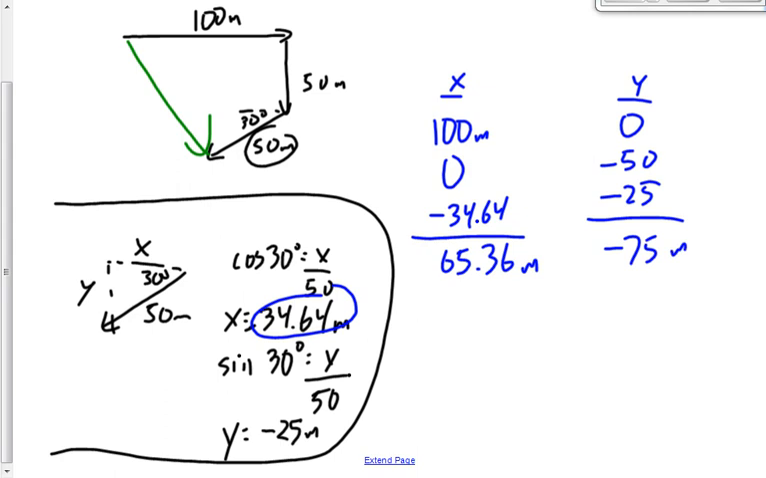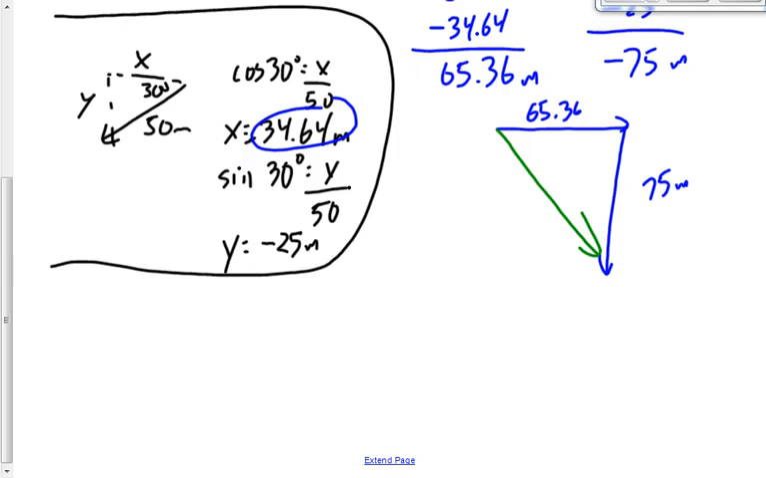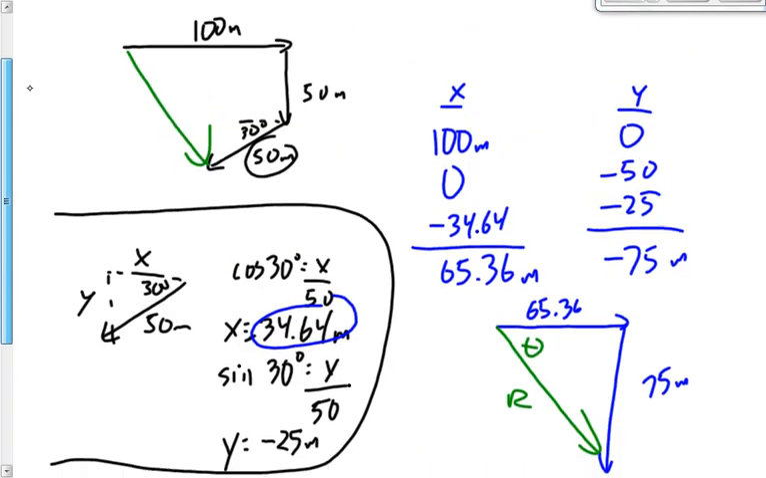Let's redraw it. We got 65.36 to the right. We got 75 down. And the resultant vector is drawn from back to front. Notice the resultant vector is the same as it was in my original diagram. Now it's just more useful to me.